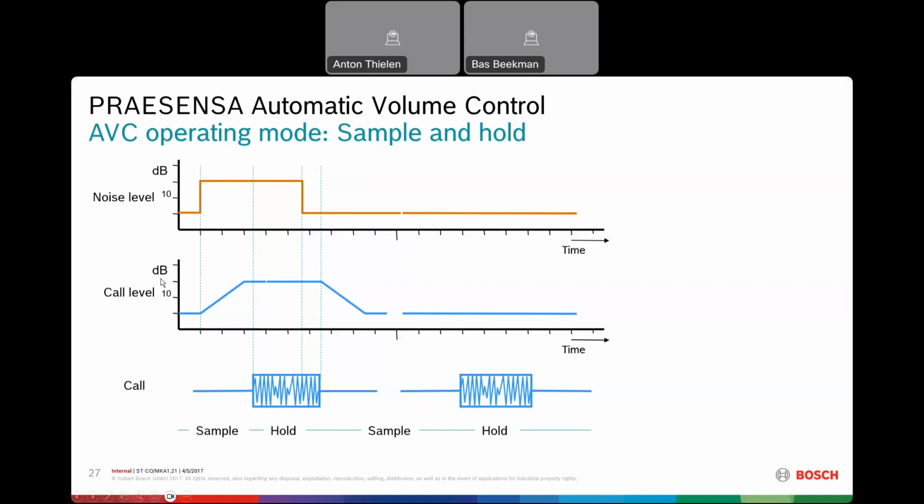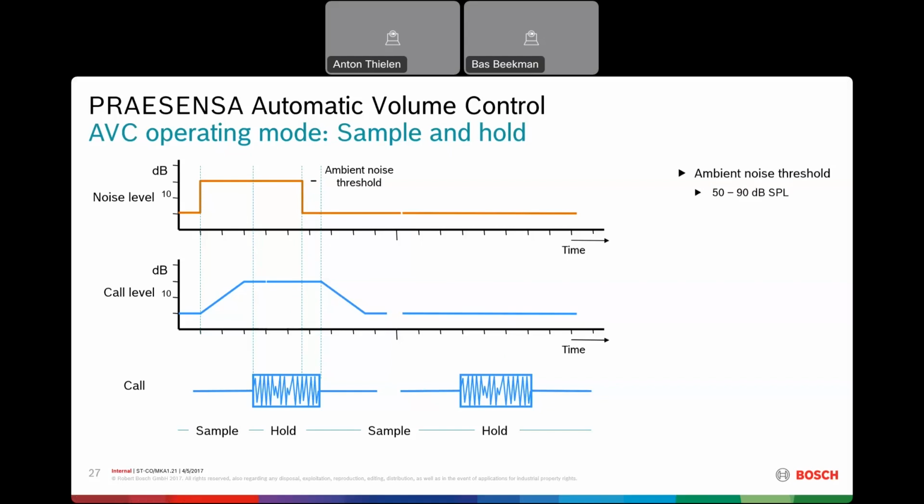So here you have a higher level during the whole period. Even when the noise level already went down, you can see that the call level still is on that higher level. And here at the next call, when it is low, it remains low. And it is adapted again to the new samples here.